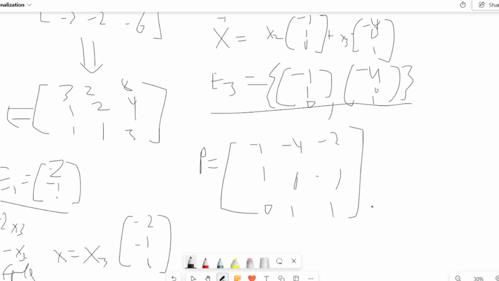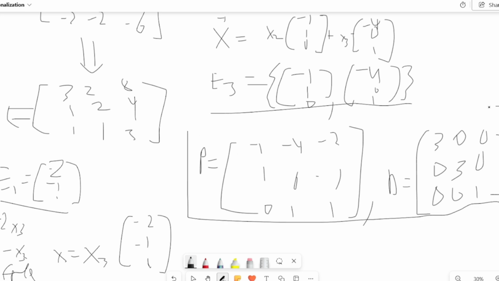And then we have D. Now we're going to make sure that we correspond each of them correctly. So we have these two representing 3, and the last one represents 1. So these are your lambda values. And this is your diagonalized form for the matrix.